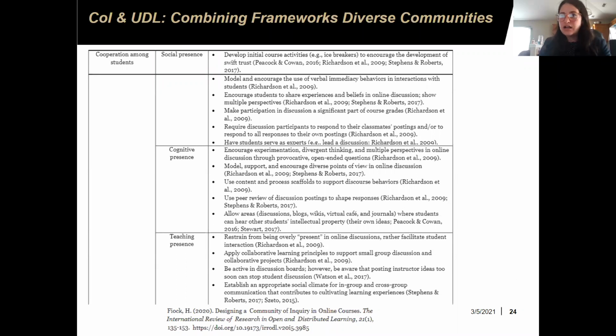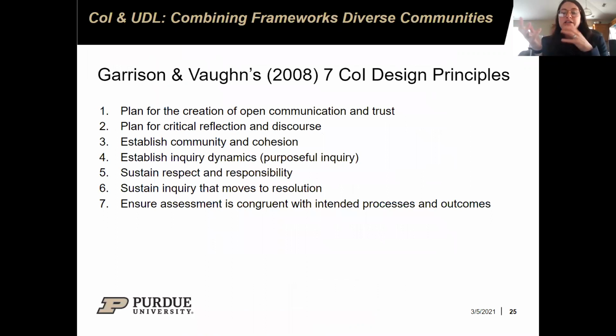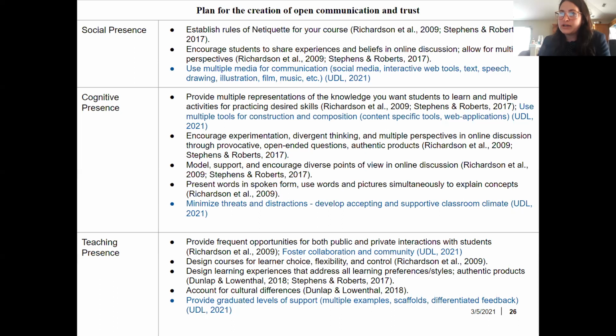As I mentioned earlier, Garrison and Vaughan created these community of inquiry design principles, and I think we can align these together. I'm going to click through a little bit. I'll share these slides with everybody, but I wanted to show you what I'm thinking. We can do this in one of 2 ways. Here would be using the CoI design principles, where we look at teaching presence, cognitive presence, and social presence, and have a list of strategies. Then the blue text is the UDL guidelines and checkpoints that tie in to this format. So if you're an instructor trying to create a classroom with open communication and trust, here's how you can do that.